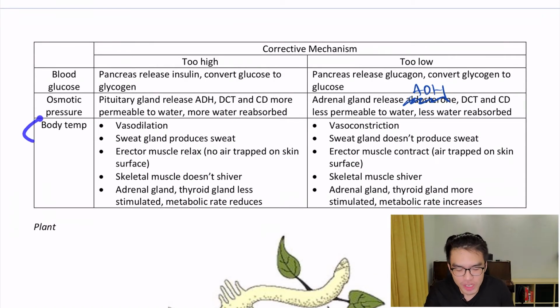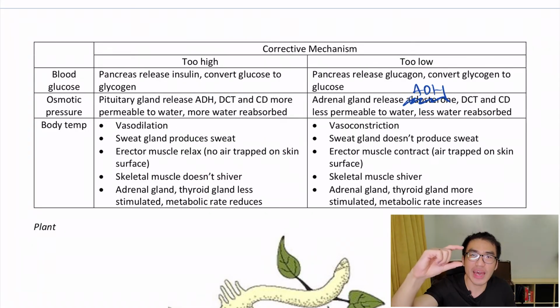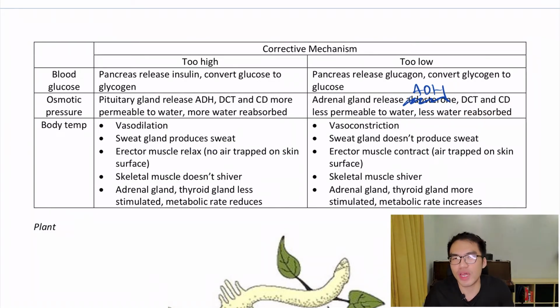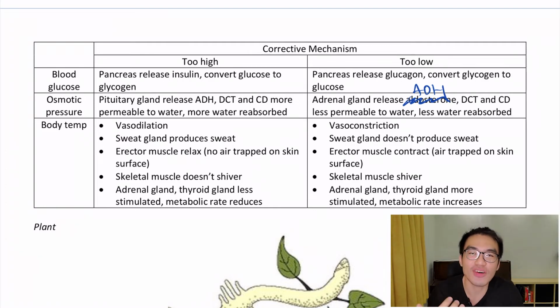Next, your body temperature. When you are very hot, when your body temperature is very high, you do vasodilation, means your blood vessel will relax to be closer to the skin to lose more heat via radiation. And then your sweat gland will produce sweat, because when sweat evaporates, you have a specific latent heat of vaporization.